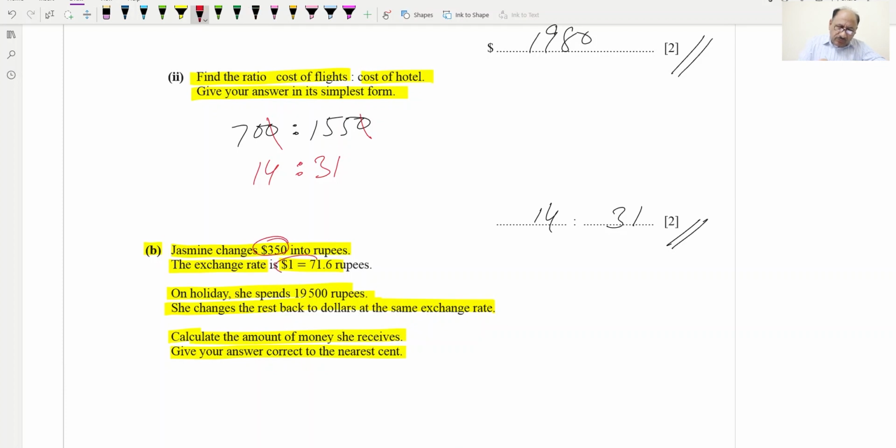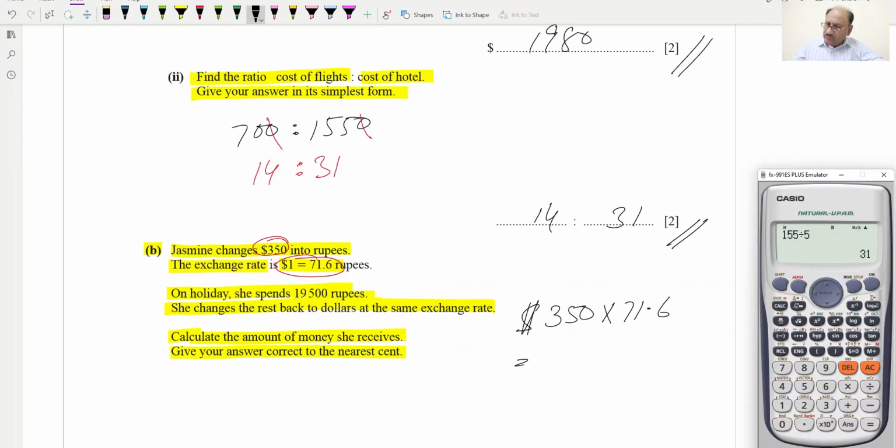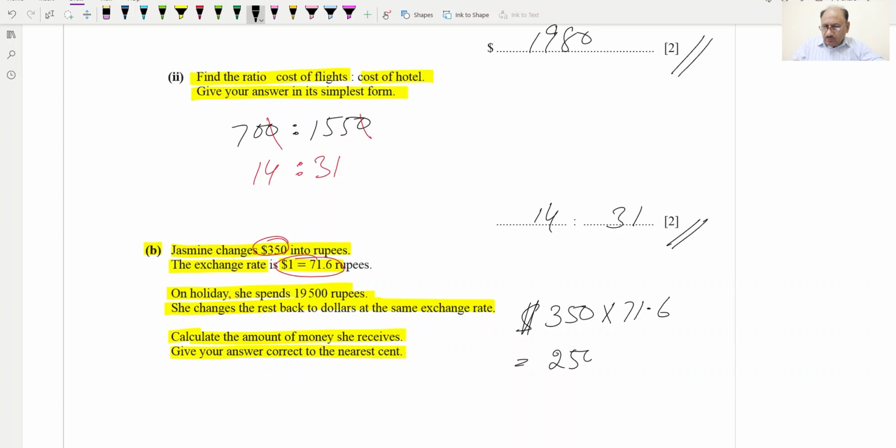First of all, $350 we need to convert by this conversion ratio, and keep in mind, we are converting from heavier currency to lighter. So heavier to lighter is always multiplication by the conversion ratio, and the conversion ratio is 71.6. So rupees will be 350 multiplied by 71.6, and this is equal to 25060 rupees.